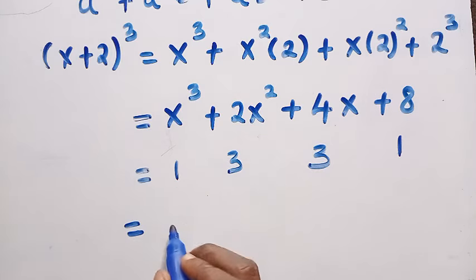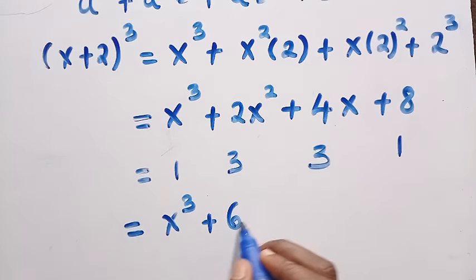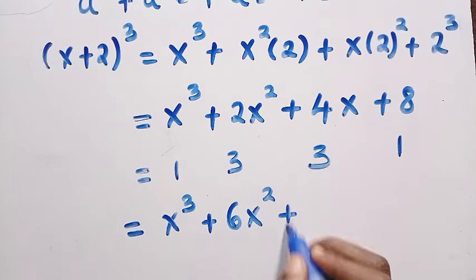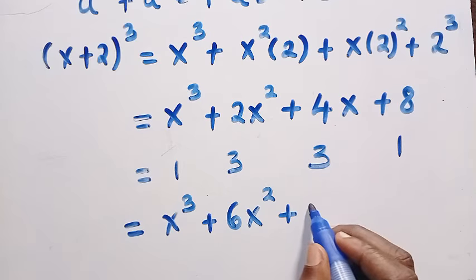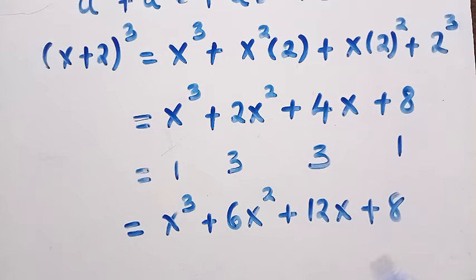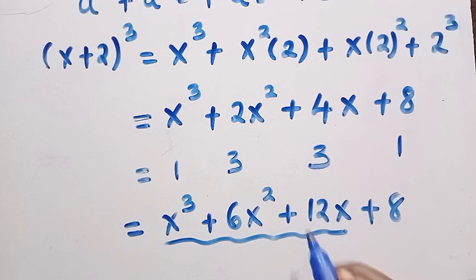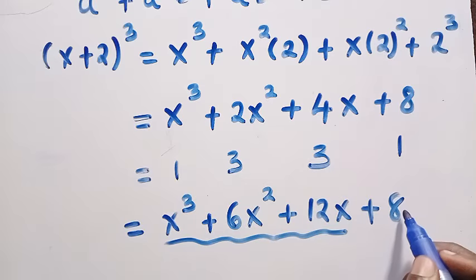1, 3, 3, 1. So we start multiplying these numbers with what we have. Then the first one becomes x raised to the power 3, plus 3 times 2, that is 6x raised to the power 2, plus 3 times 4, that is 12x, plus 1 times 8, that is 8. This is what we have. But looking at this, x cubed plus 6x squared plus 12x is our expression from the function that we were given. So it is now easy for us to know how we are going to take out this plus 8.